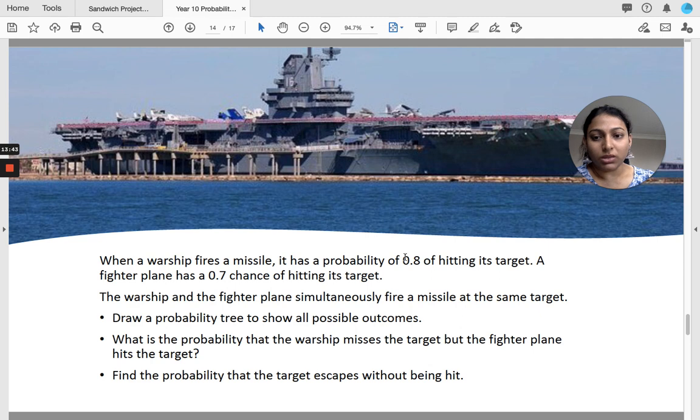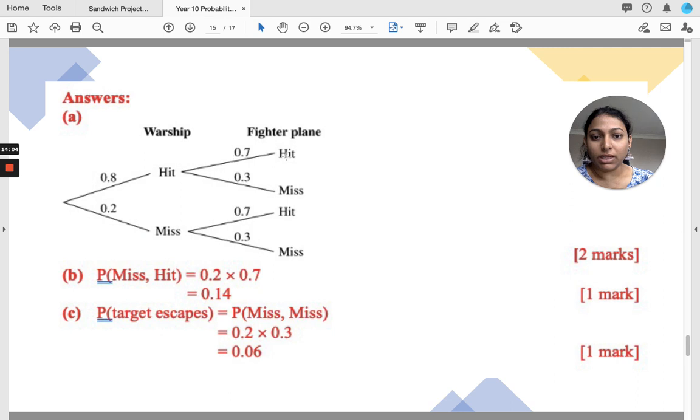So you would start with when a warship fires a missile, its probability of 0.8 of hitting. So what is the probability of not hitting? 1 minus 0.8. That would be 0.2. So that would be your first column, right? In the second column, you will have like this, a fighter plane hit and a miss. So when you come out here in these probabilities, the last column that you would be writing, if I ask you what is hit, hit, hit, miss, miss, hit, miss, miss. So you have these four options happening. So when you multiply these numbers along this tree, that would give you the result.